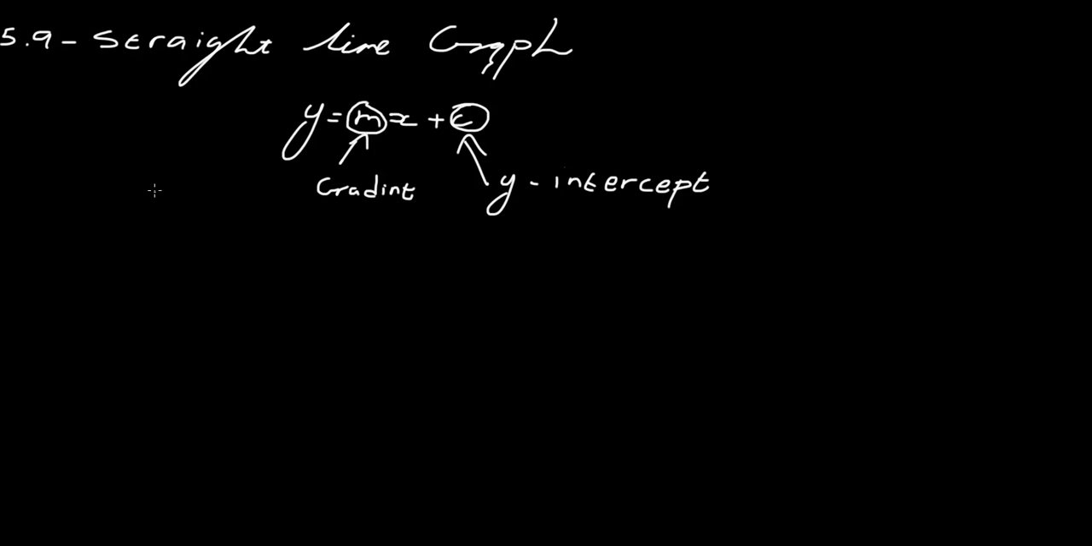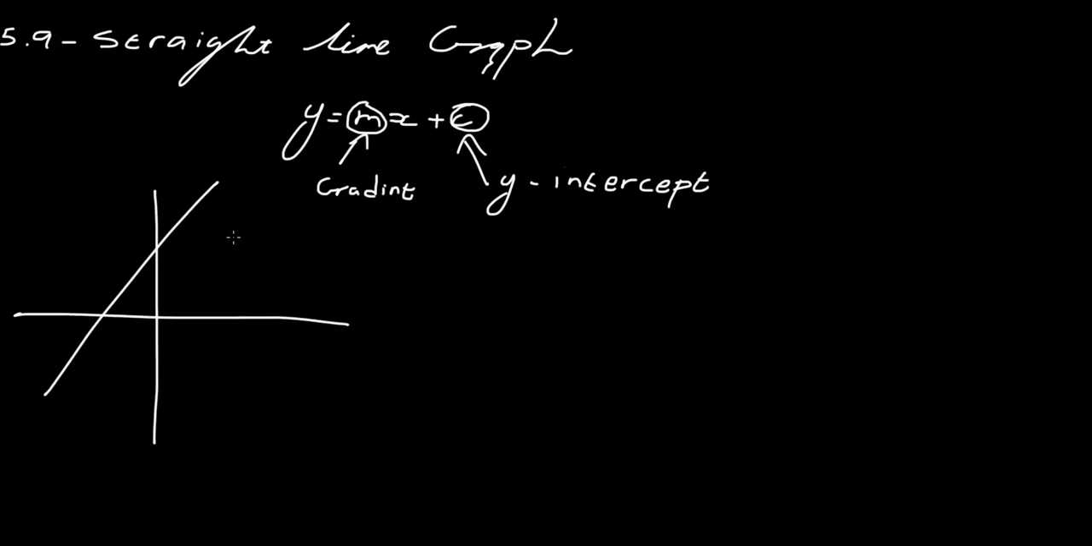Okay, and now you'll remember, most likely, if we draw a straight line, the gradient is, if we draw a little triangle here, the rise over the run, and the y-intercept is that value over there on the y-axis.